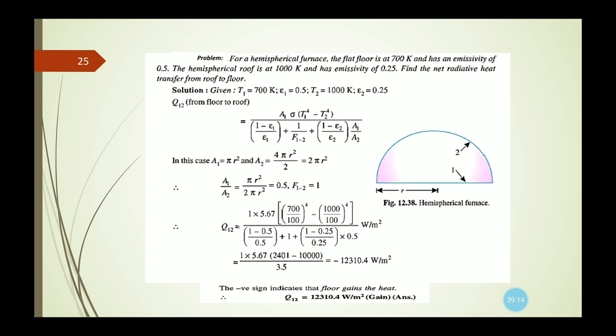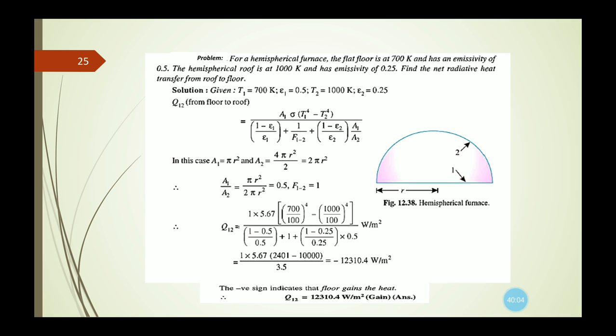If we write the formula for Q12, which is the net radiant heat exchange from the floor to the roof, because it is written as 12, the heat will transfer from surface 1 to surface 2, that is from the floor to the roof. Now this equation is familiar to us, so we can write it. In this case the area A1 equals pi r square, and A2 equals 4 pi r square by 2, so this is 2 pi r square. The ratio A1 by A2 is equal to 0.5, and F12, the configuration factor for these two surfaces, is 1.